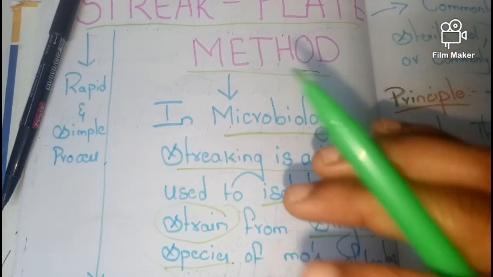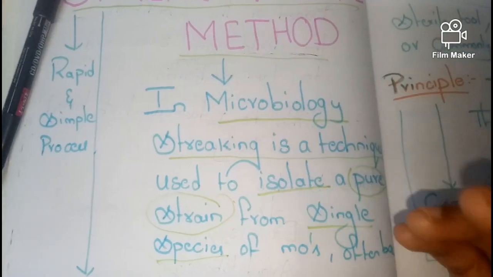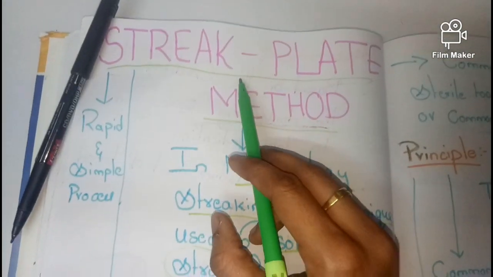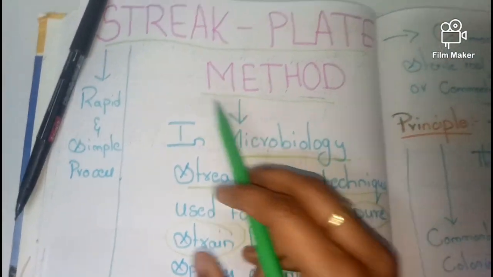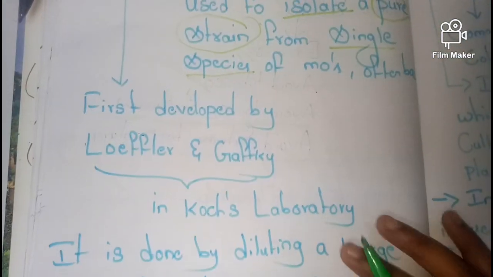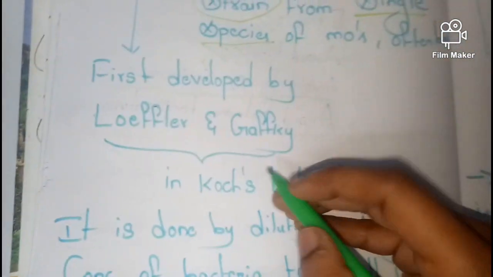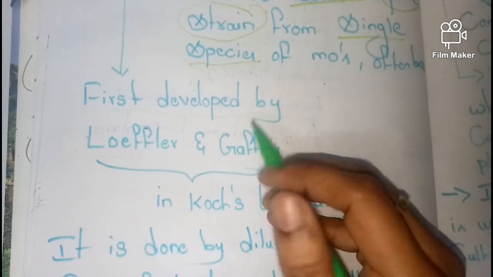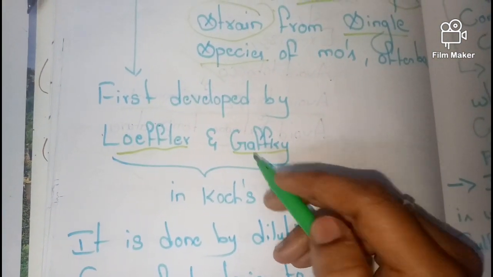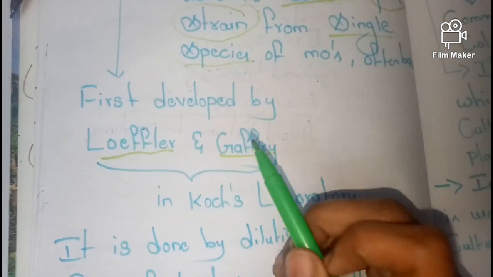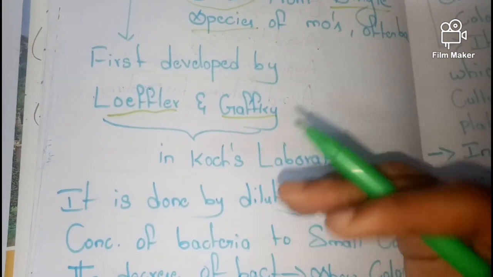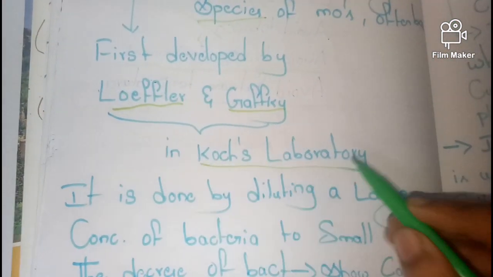This method plays a major role in the isolation of a pure strain from a single species of microorganism, and it is mainly done in microbiology laboratories. The streak plate method is a rapid and simple process. It was first developed by two scientists, Loeffler and Gaffkey, in Koch's laboratory.